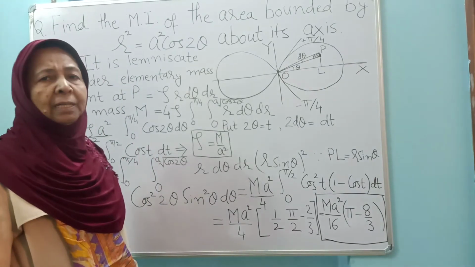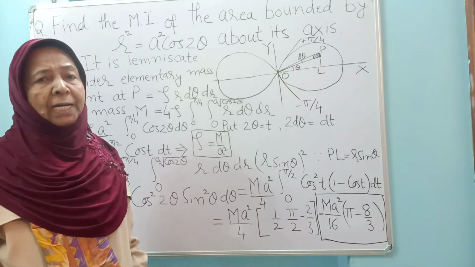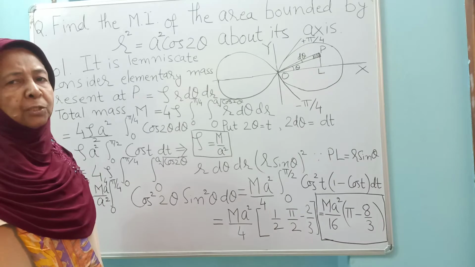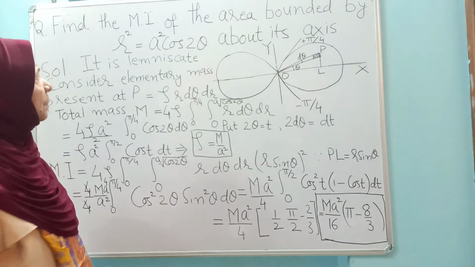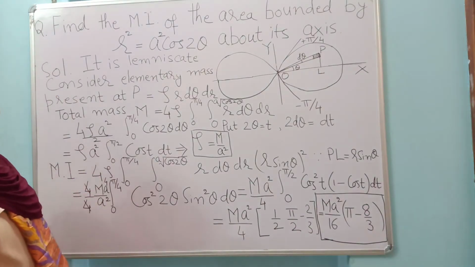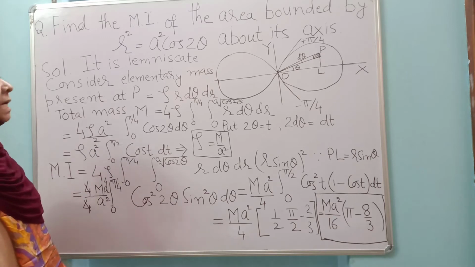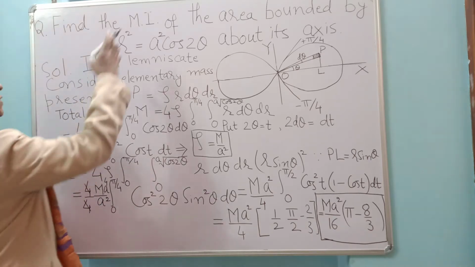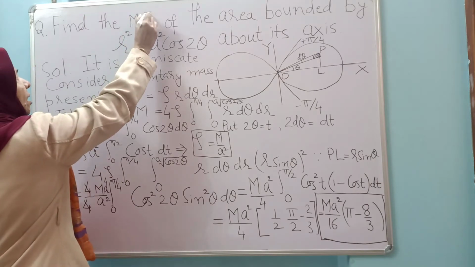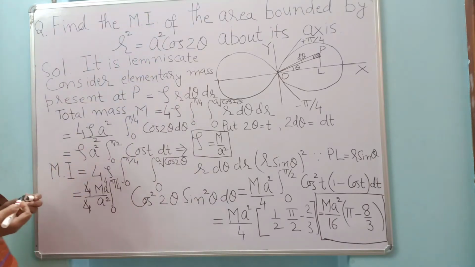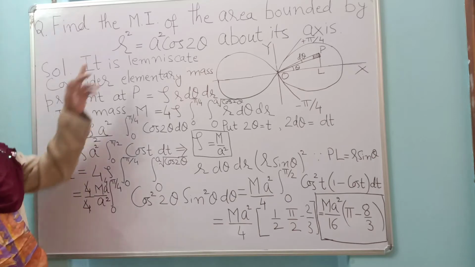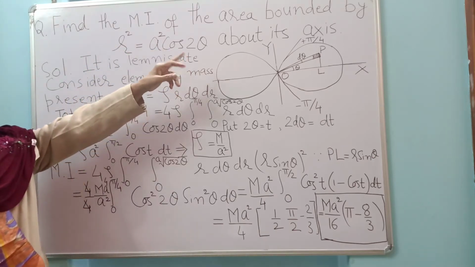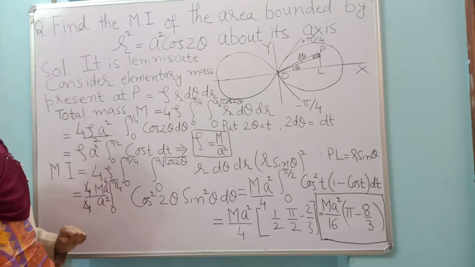So first of all, the articles which we have done already, let us use them. How to use them? Let us do a number of questions based on it. So the very first question which I am taking is to find the moment of inertia of the area bounded by r square is equal to a square cos 2 theta about its axis.